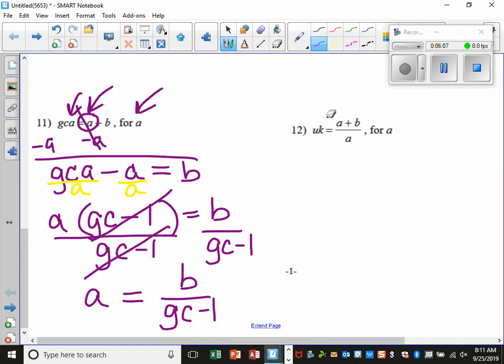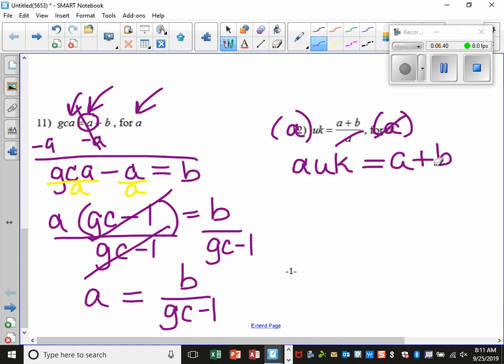Same thing with number 12. So let's take a look at number 12. So whenever you have a fraction, always go ahead and eliminate that fraction by multiplying. In this case, we're going to multiply both sides by A. So I'll have AUK over here equals, just got rid of that fraction, A plus B.